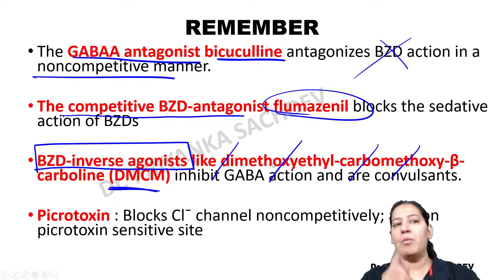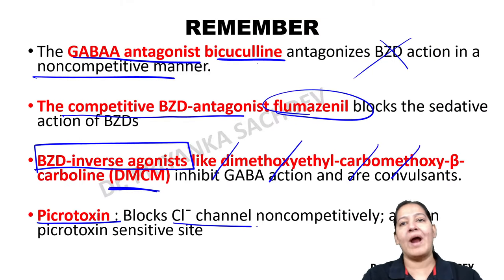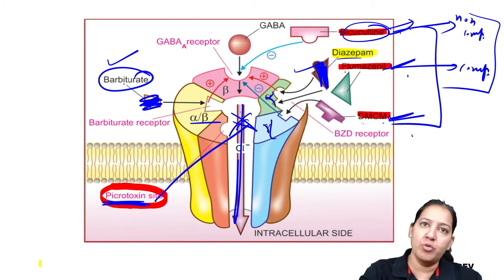There is one more toxin that is known as picrotoxin. Picrotoxin blocks the chloride channel directly. It will not act on GABA. It directly blocks the chloride channel itself.